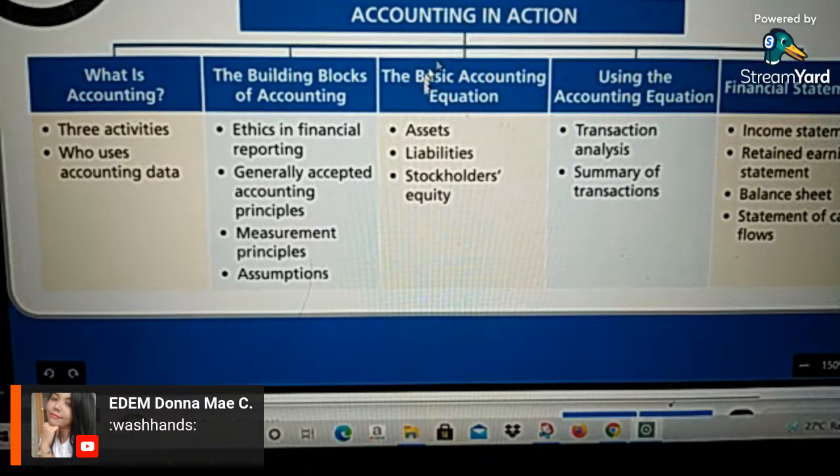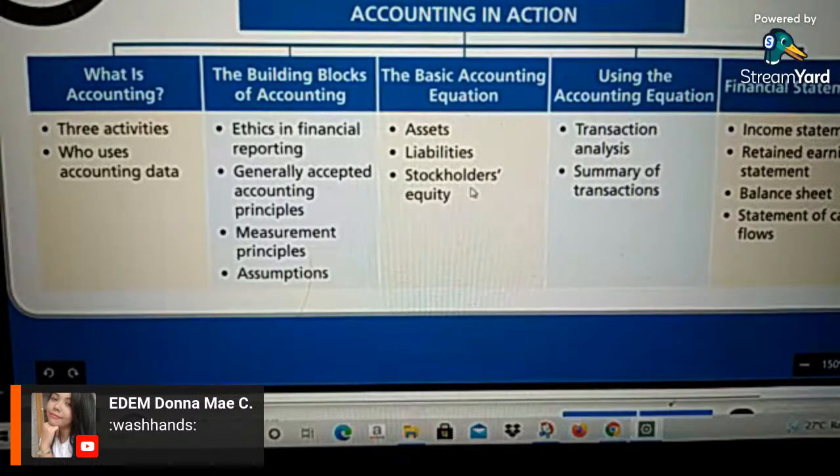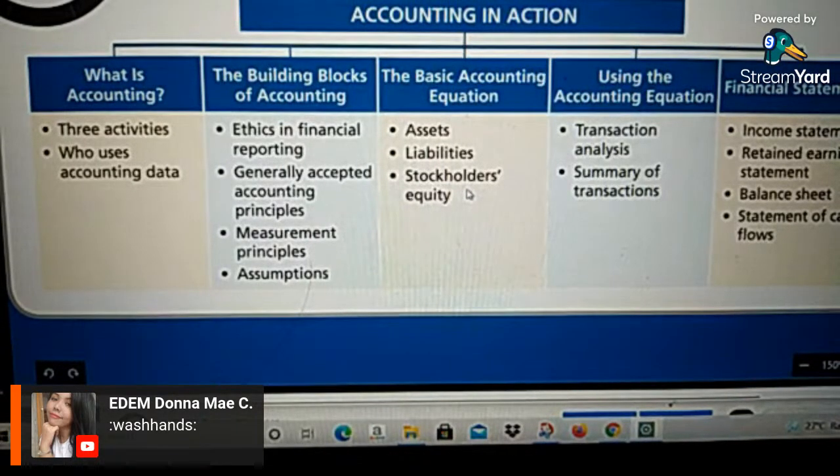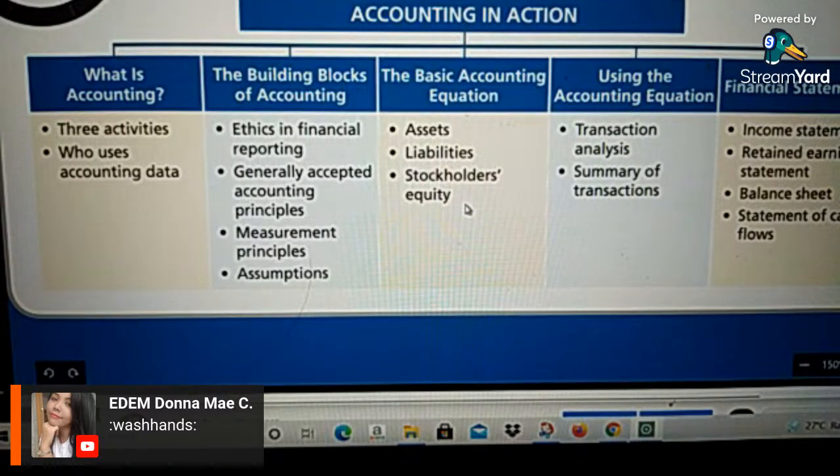What are the transactions? What are the names of the major variables in an accounting equation? There are 3 types: assets, liabilities, and capital or stockholders equity. Capital is equal to stockholders equity. That is another term for capital. Okay? What are assets? What are liabilities? What is stockholders equity?